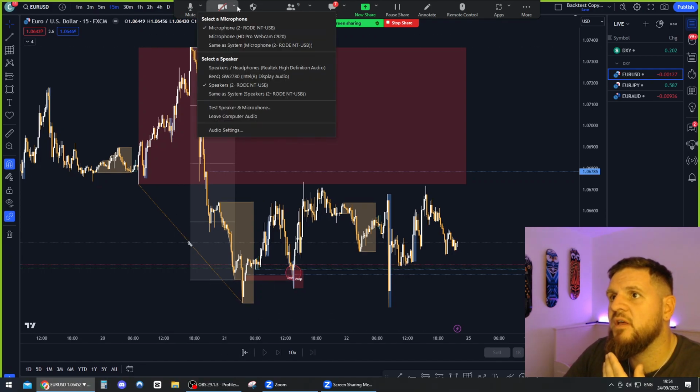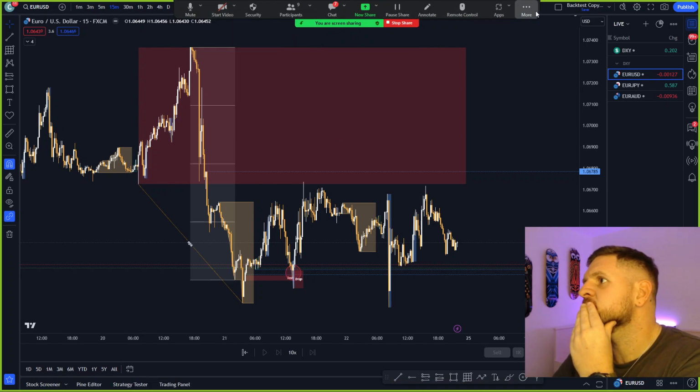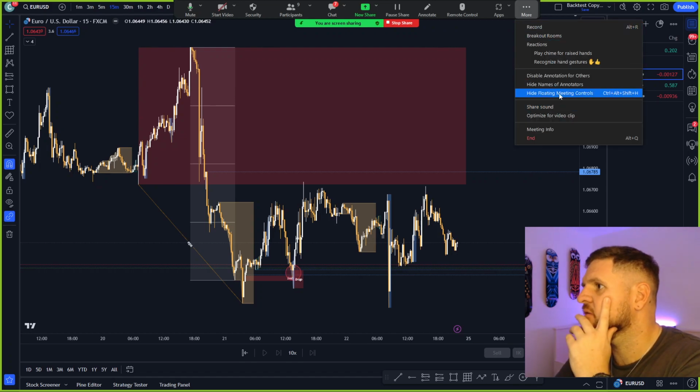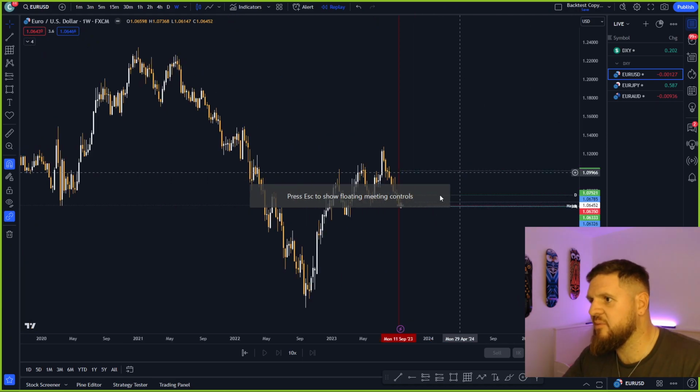How the hell do you get rid of that? I did it earlier as well. More. There we go, got it. Hide float. That. Okay, cool. So if I'm going up to, sorry, I couldn't see my weekly button. It was covered up by the Zoom panel.